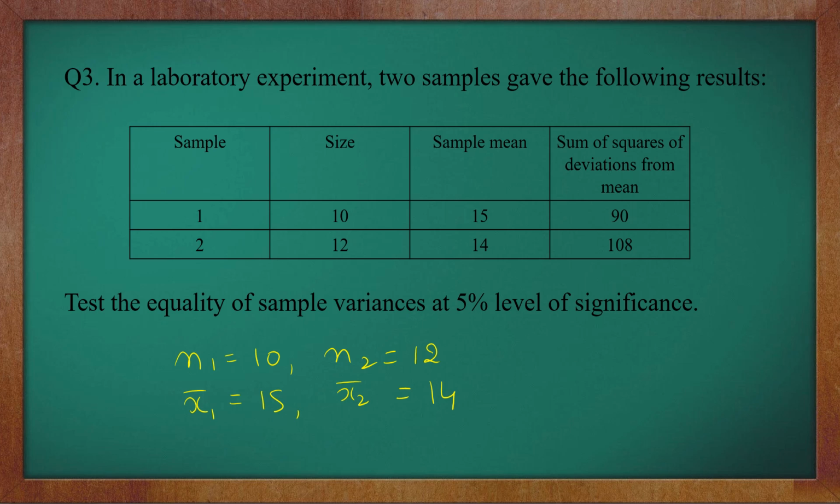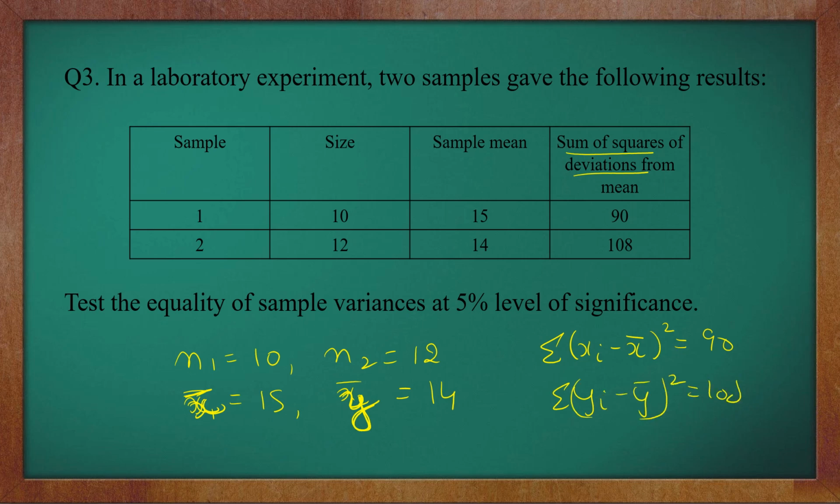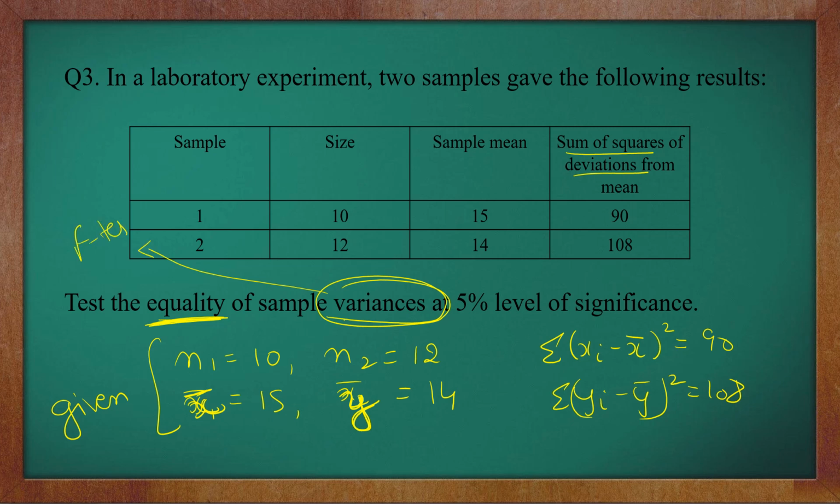Now, the sum of square of deviation, which I have already discussed, xi minus x bar whole square, is 90. You can take x and y also, if you don't want to take x1. The second, yi minus y bar whole square, is 108. All these things are given in the question. Now, test the equality of sample variance. If they are saying test equality, it means variances are the same, so I have to go for the F test.